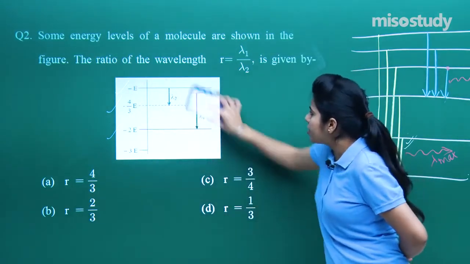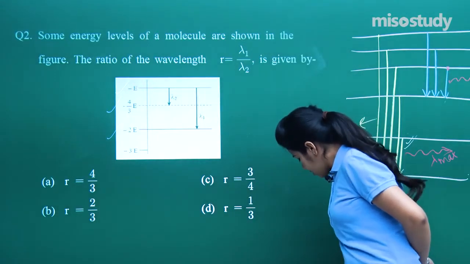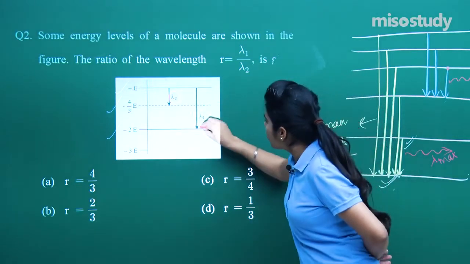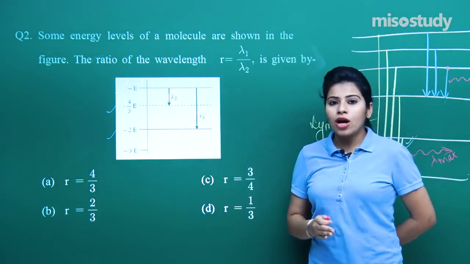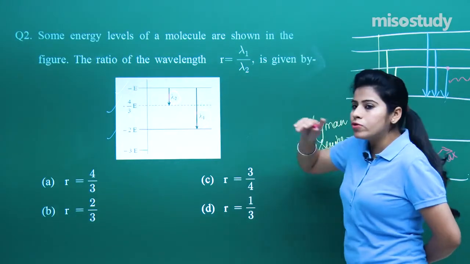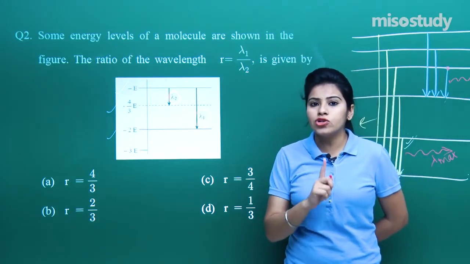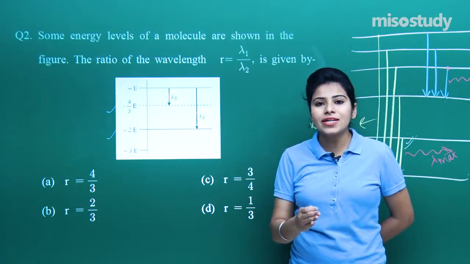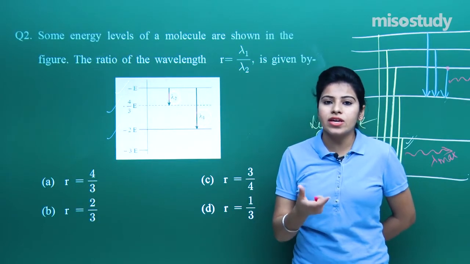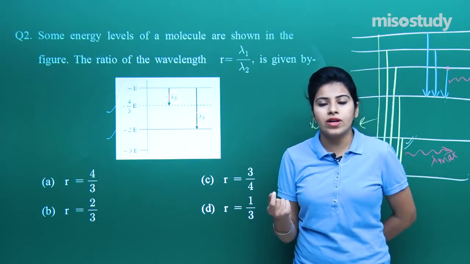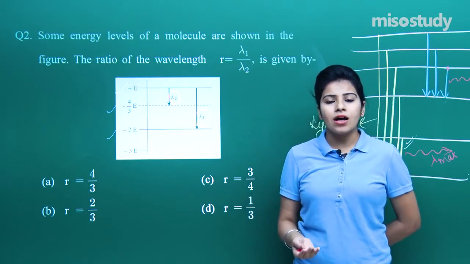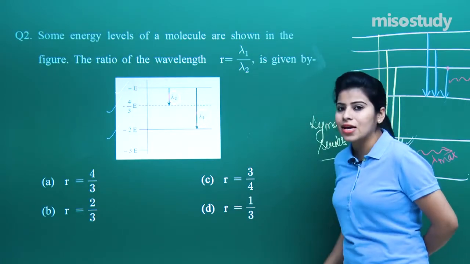Now let us see, this is your lambda 2 and this is your lambda 1. What we have to do now is find their ratio. We know how to find the energy, and if we know the energy, we can directly find the wavelength, because E equals h nu and nu equals c by lambda. That is a very basic thing that we all know.